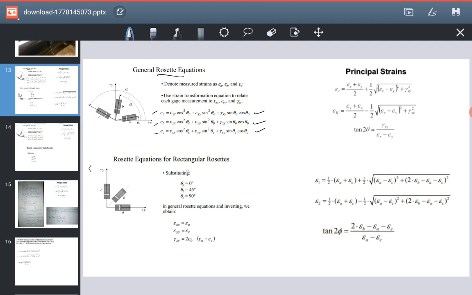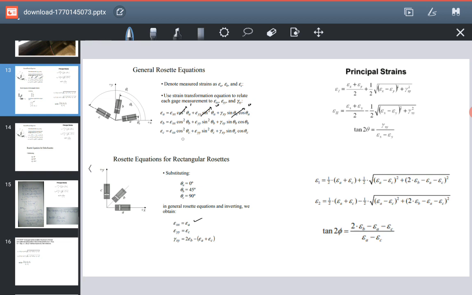Since we are talking about the rectangular rosettes, we have theta A 0, theta B 45, theta C 90 degree. When I put the values of thetas in these equations, I'm going to get this. Let me demonstrate how it will occur. If theta equals 0, this will be 0 and this will also be 0. So this will be 1. So EA equals EXX.